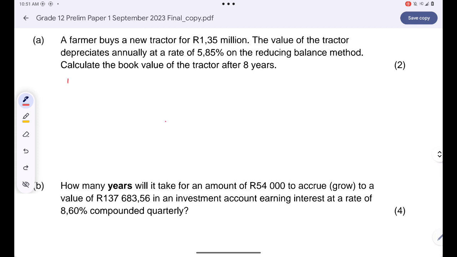Okay, the current value of the tractor, the principal amount, is 1,350,000 rands. We are looking for the book value. The interest rate is 5.85% per annum, that's just 0.0585, and then n is equal to 8. So therefore A is equal to P(1 plus i) to the power n.